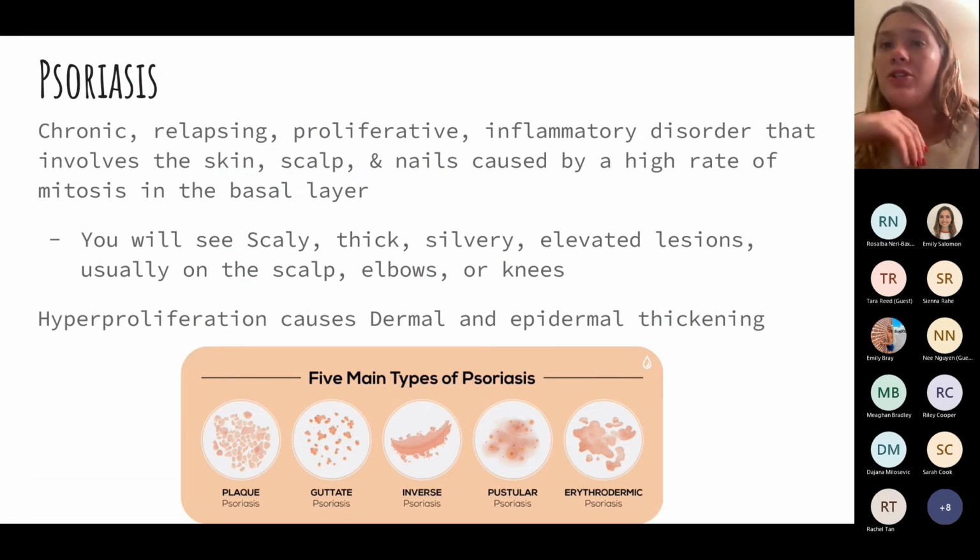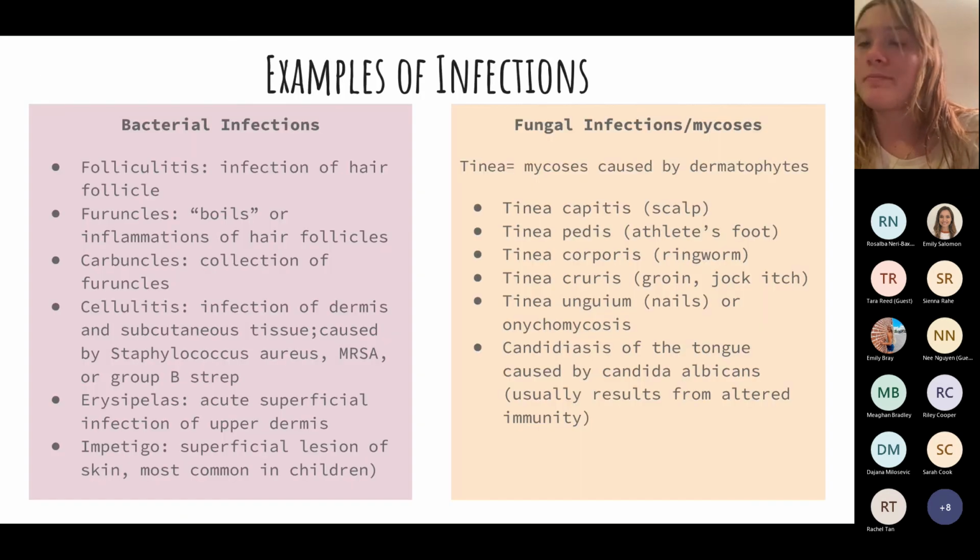Psoriasis is another issue of the skin. Essentially, they have scaly lesions developing over their skin, scalp, and nails, just because there's a lot of mitosis happening in the basal layer. So we're having this overproduction of callous, scaly skin. And it ends up causing skin thickening as well.